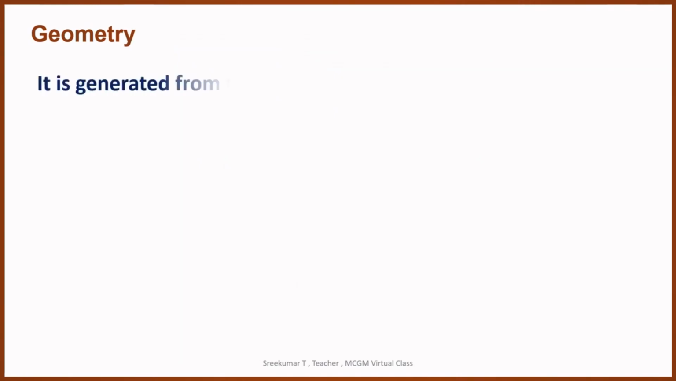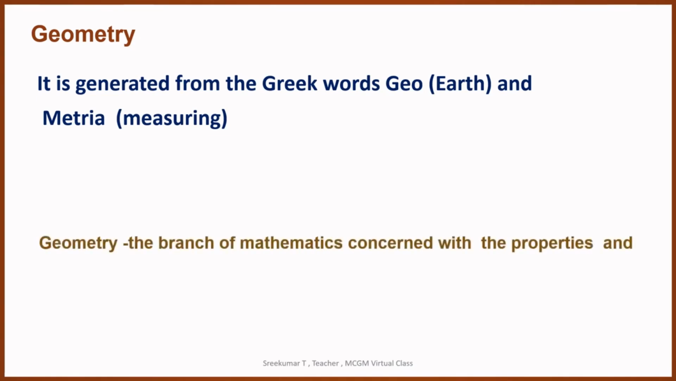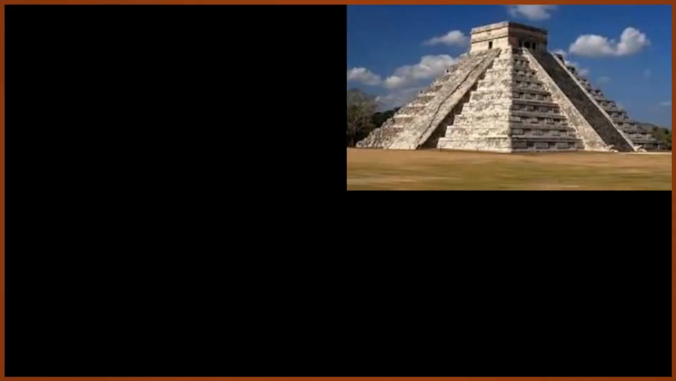The term geometry is generated from the Greek words geo and metria. Geo means earth and metria means measuring. Geometry is a branch of mathematics concerned with the properties and relations of points, lines, surfaces, solids, and higher dimensional analogues. Maybe because people were closely related with earth, farmers, fields and construction, such a field of mathematics developed.